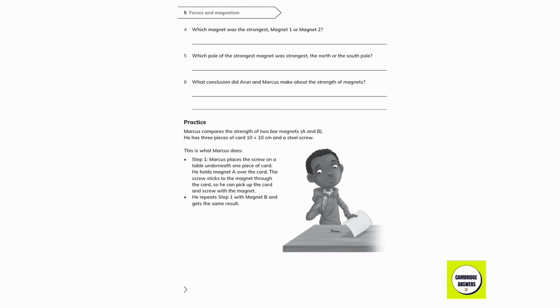Question number 4. Which magnet was the strongest, magnet 1 or magnet 2? Magnet 2. Which pole of the strongest magnet was strongest, the North Pole or the South Pole? South Pole. What conclusion did Arun and Marcus make about the strength of the magnets? Magnets have different strengths. The poles of one magnet can have different strengths.